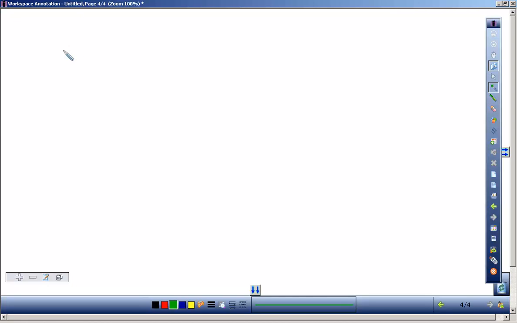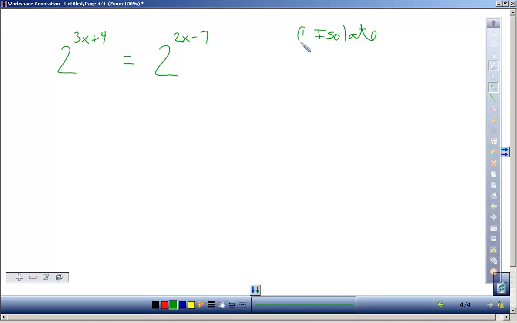Again, if I have more than one of them, if I have 2 to the 3x plus 4 power is equal to 2 to the 2x minus 7 power. When I'm looking at a problem like this, isolate means to make sure that they are on both sides of the equation, that there's an equal sign in between them, and that is the case.